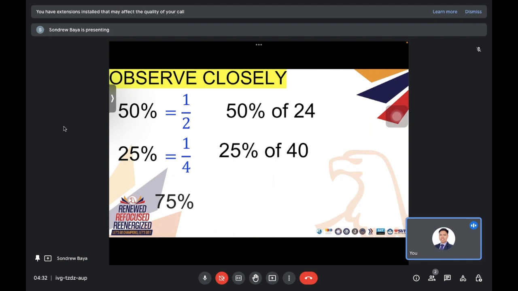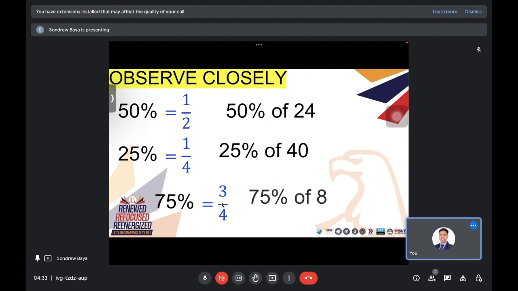Lastly, 75%. 75%, for those again who are familiar, it's just simply 1/4 times 3, because 75% is 3 times 25%. So you get 1/4 first, divide by 4 first, then multiply by 3. Okay, let's try to apply this.